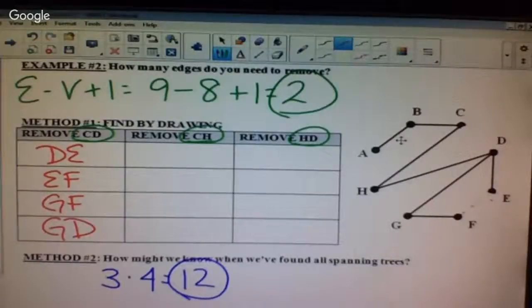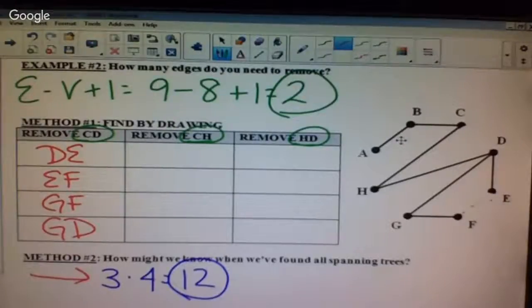Okay, so let me tell you this. You're not actually going to ever have to list them out. I'm going to give you how many edges you need to remove, and then you'll see how many spanning trees you have. You'll never have to list them all out. So this lists out your 12 options.